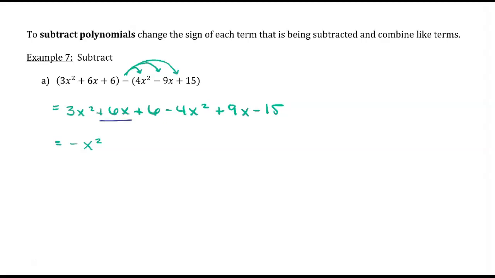We also have a positive 6x and a positive 9x. And combining those like terms, we have a total of positive 15x. And finally, we have a positive 6 and a negative 15, which combine for a total of negative 9. Now we've successfully subtracted polynomials.